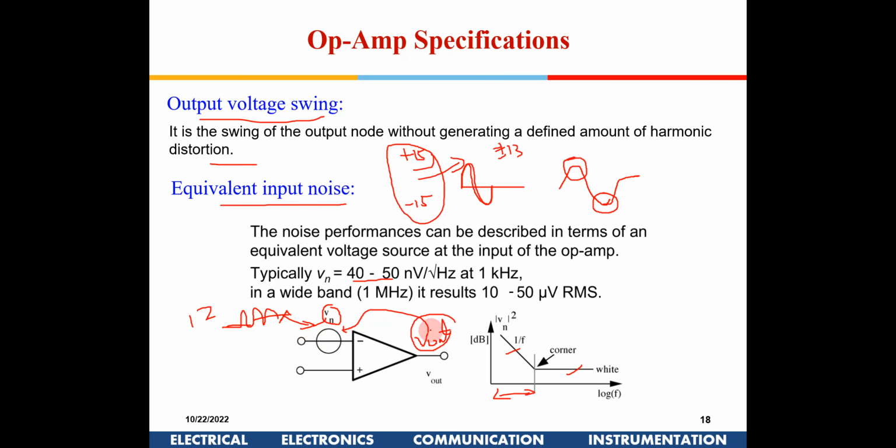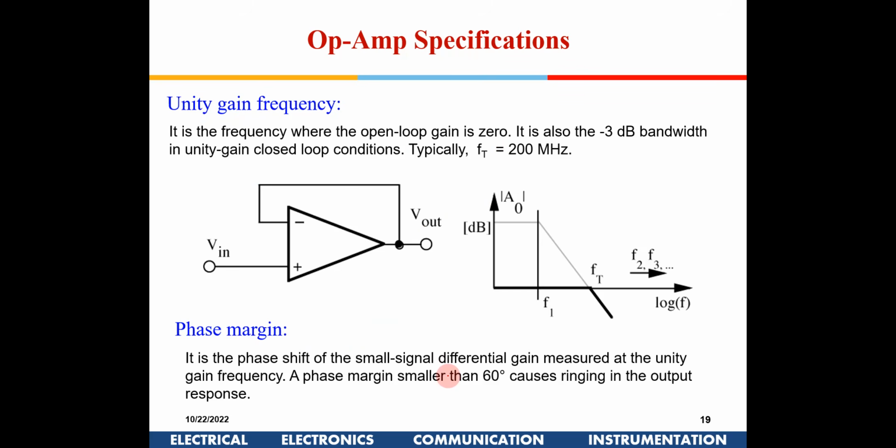Okay, you can't expect a good signal output by giving a 1 nanovolt input signal, because the noise itself is 40. Obviously the input has to be in microvolts, so that this noise is much lower compared to the input signal. Okay, so these are some of the specifications.